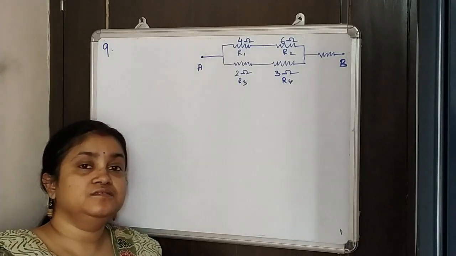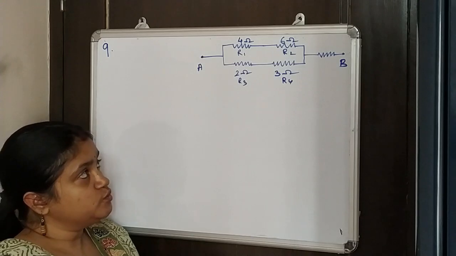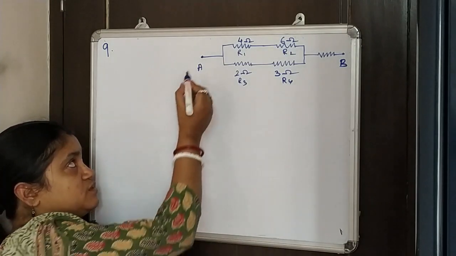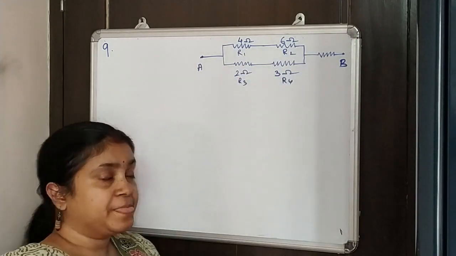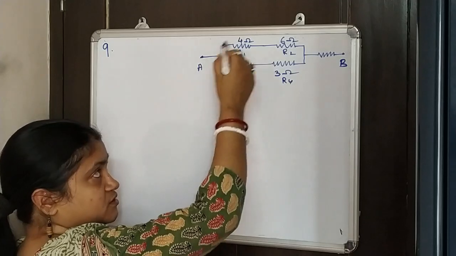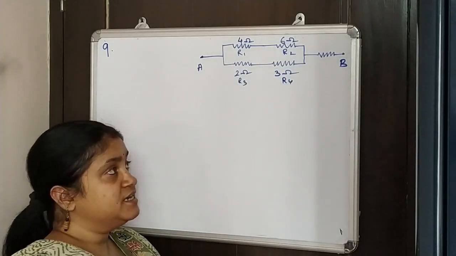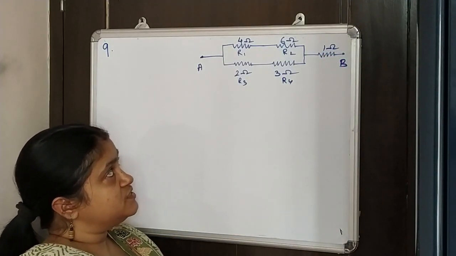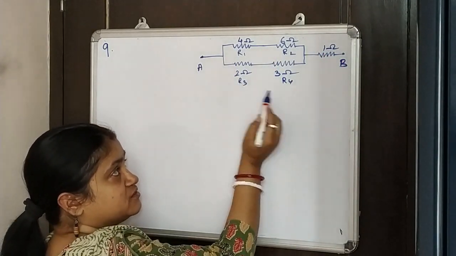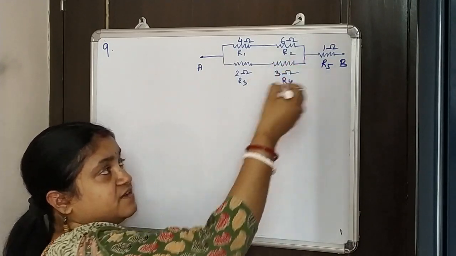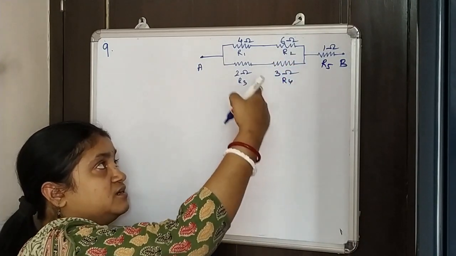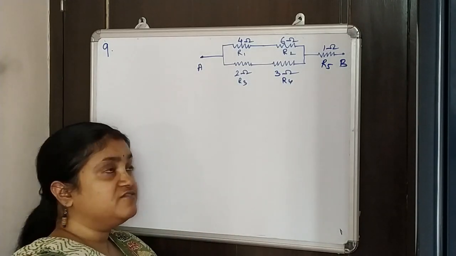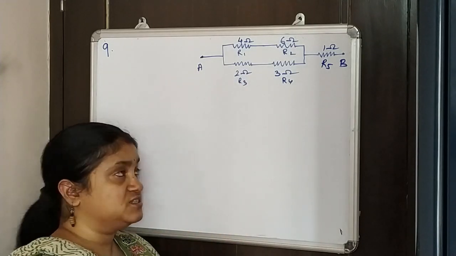Coming to ninth numerical. In this numerical, we have to find the effective resistance between point A and point B, and the circuit or the resistance combination is given. So this is 1 ohm. So here you see there are R1, R2, R3, R4 and R5. These 5 resistance are there and they are in different combination. Some are series, some are parallel. So we have to find the equivalent resistance for this case.